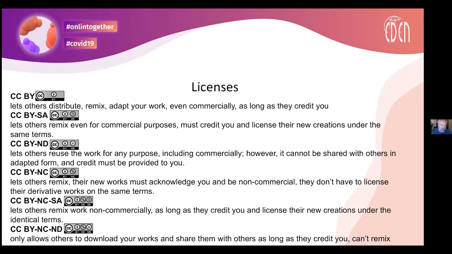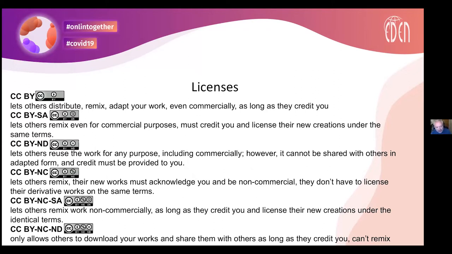So the most permissive license is CC BY. All it means is other people can take it, distribute it, remix it, adapt it, and they can use it for commercial gain. All they need to do is credit the original person. So in many ways, that removes a lot of pressure. You can do what you want with it. There's a variation of that, which is CC BY share alike. So you can do all those things again, all that remixing, all that adaptation, but any new creations must be shared under the same terms. What that helps to do is expand the commons, if you like, the general pool.